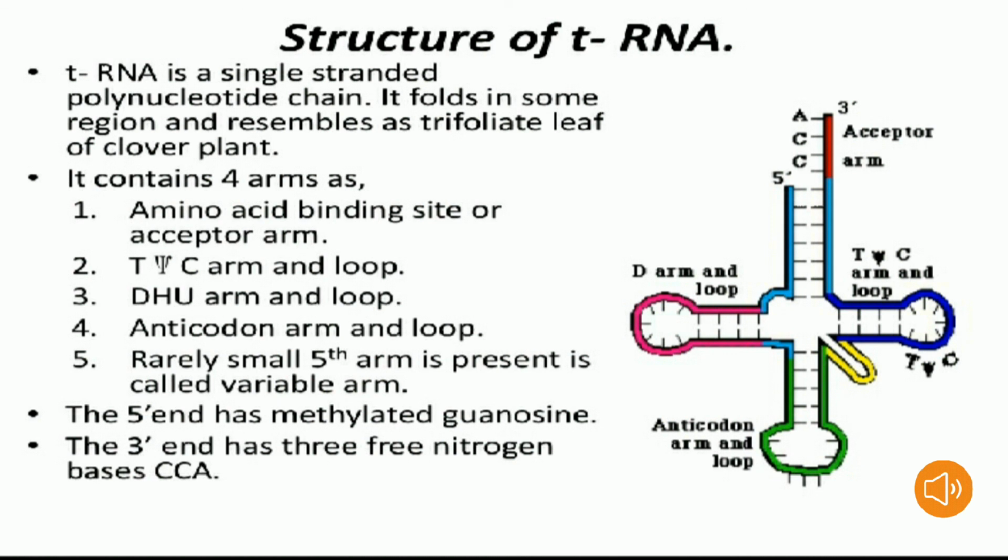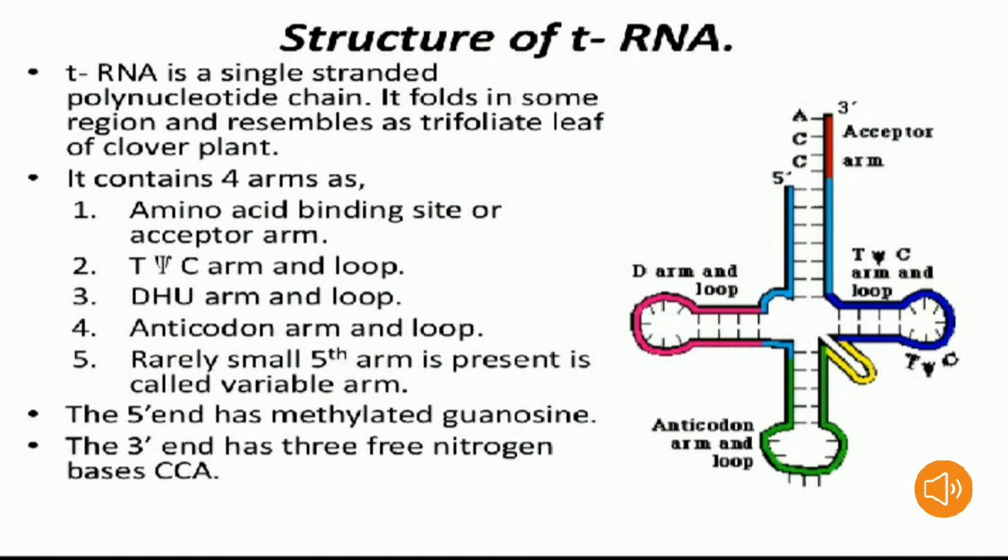Let's see the picture here. They have given a small picture here. So the first one is the amino acid binding site or receptor arm, and the second one is the T psi C arm and loop. Here T is thymine, psi represents pseudouridine, and C is cytosine. T-Psi-C arm and loop. The third one is the DHU arm and loop. It means dihydrouridine arm and loop. And the fourth one is the anticodon arm and loop.